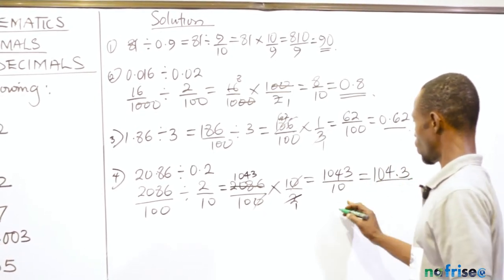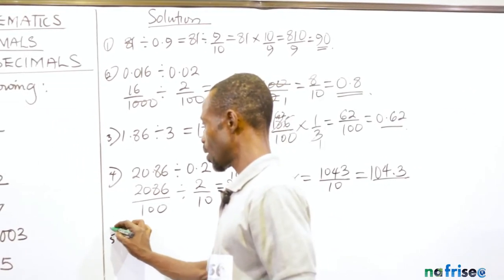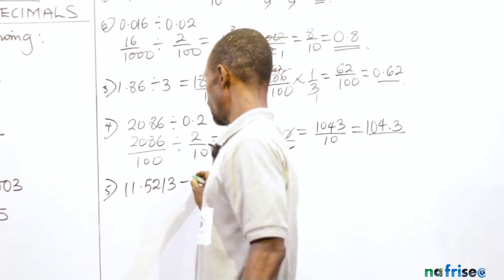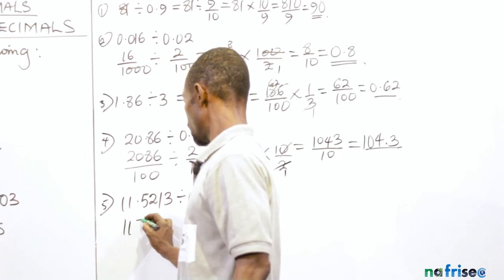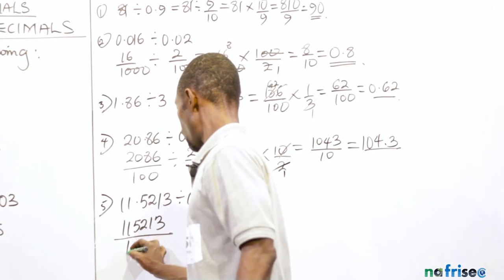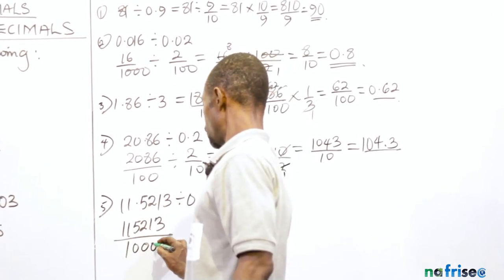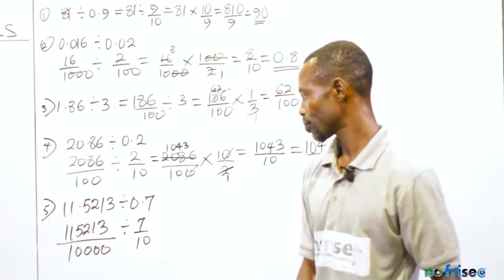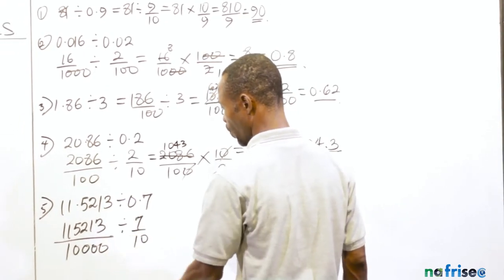And 1043 over 10 will give me 104.3, because of the 1 decimal point movement there. Now, which brings us to number 5. Number 5, we have 11.5213 divided by 0.7. So this is not hard. This will give us 115213 all over 1 and how many zeros? 4 zeros. 1, 2, 3, 4, divided by 7 over 10. Are we there? Because of the decimal point, the 4 digits after the decimal point warrant the 4 zeros.